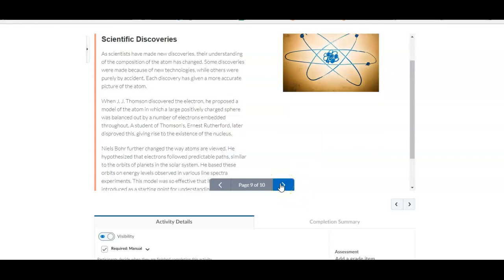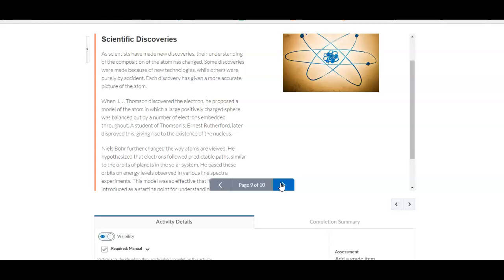Scientific discoveries. So we've gotten a lot of things answered here. We were able to answer 6. We were able to answer 7. And now we're answering number 8. Some important discoveries about atoms. So scientists have made new discoveries. Their understanding of the composition of the atom has changed. Some discoveries were made because of new technologies, while others were purely by accident. Each discovery has given a more accurate picture of the atom.